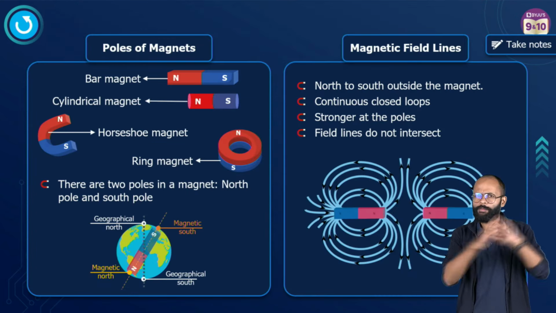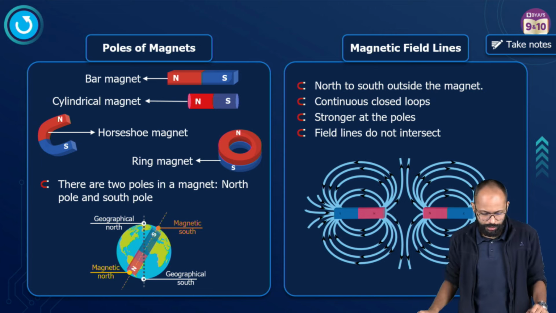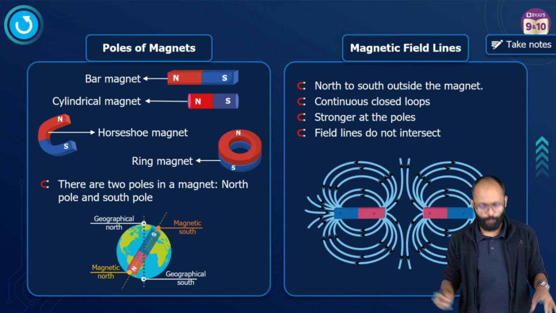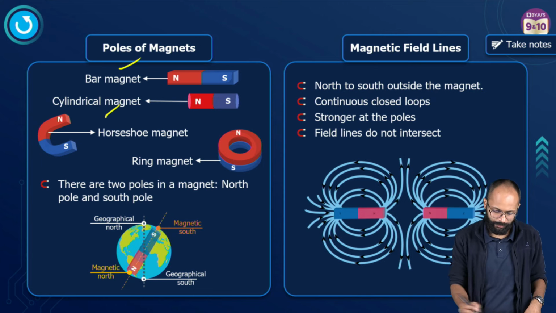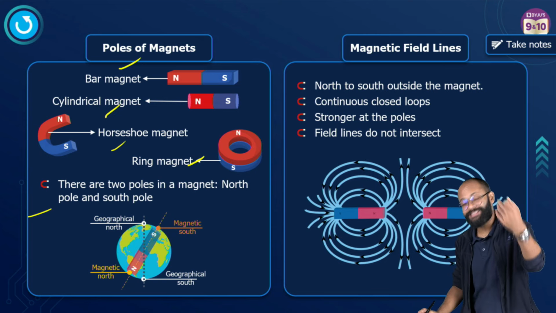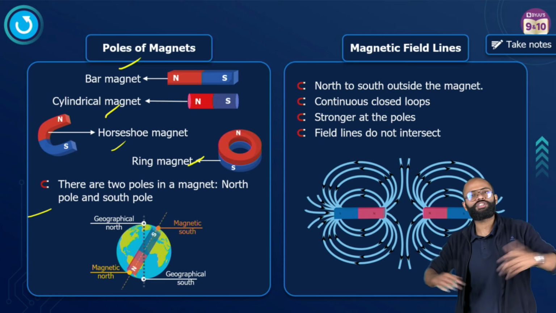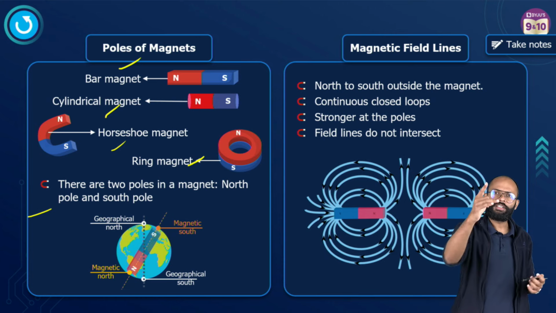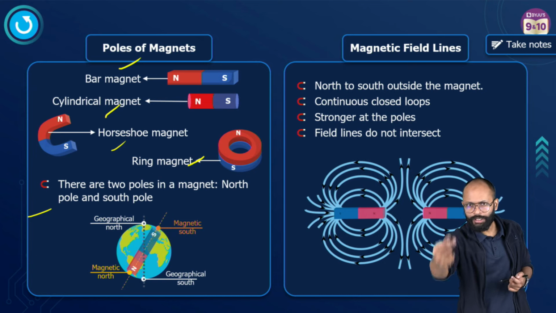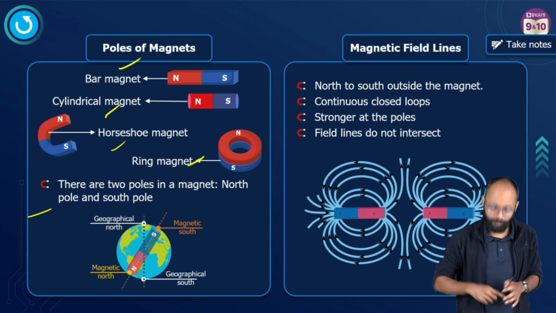Right? Let's summarize everything very quickly. Carefully. Poles of a magnet. Every magnet has 2 poles. A bar magnet has 2 poles. Cylindrical magnet, horseshoe magnet, ring magnet. There are 2 poles in a magnet, north pole and south pole. And the same is with Earth, because Earth is a giant but weak magnet. The geographical north pole is the magnetic south pole. The geographical south pole is the magnetic north pole, right?